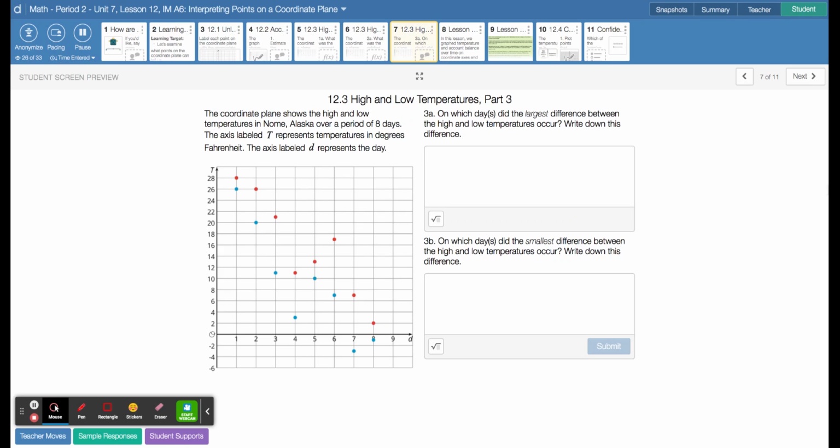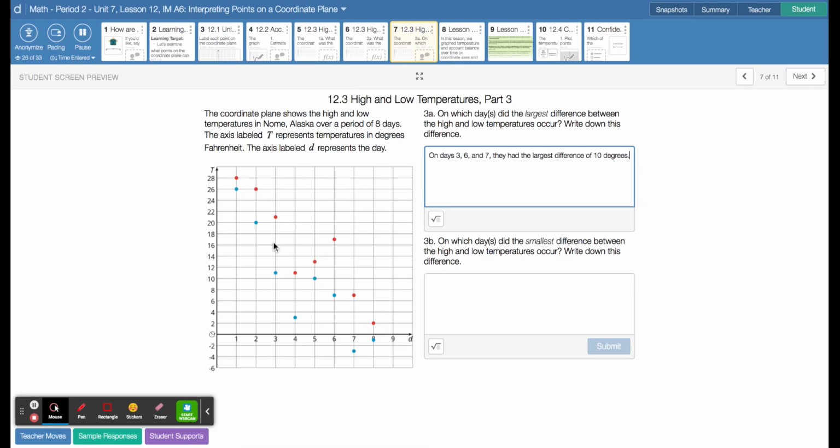If you're looking through this, you might notice that on days 3, 6, and 7, they all have the same difference, and it is the largest difference. So on days 3, 6, and 7, they had the largest difference of 10 degrees, right? And here we can see that 10.